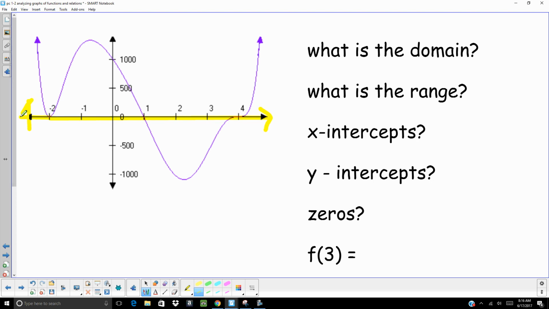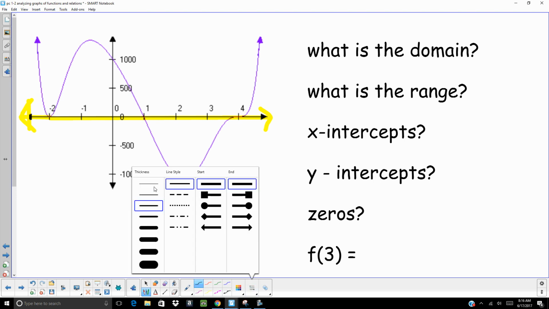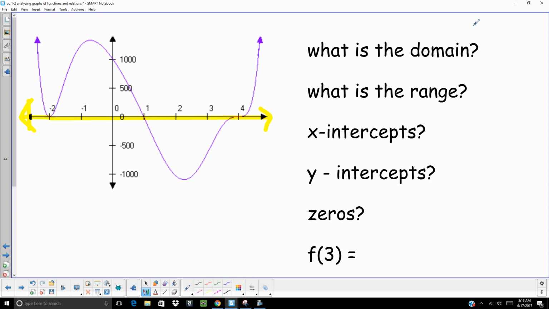Oops, we did not draw that arrow very well. So that is going on forever and ever in the left direction and in the right direction. So if I were going to show that as function notation, it's going from negative infinity to positive infinity. So it's going to be parentheses, negative infinity to positive infinity.